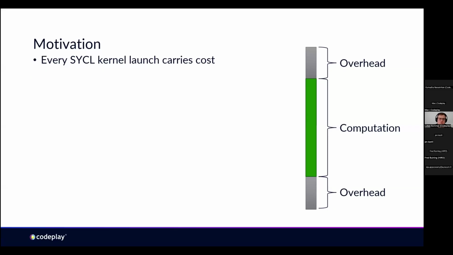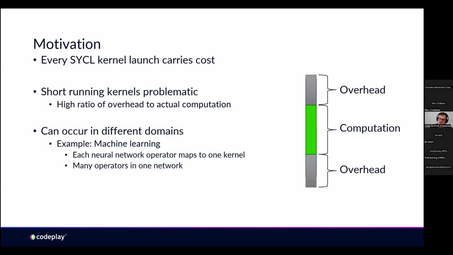For the motivation, every SYCL kernel launch, or every CUDA kernel launch, or every OpenCL kernel launch carries some costs with it. There's an overhead associated with that. Especially if you have very short running kernels, the high ratio between your overhead and your actual computation becomes somewhat of a problem, because suddenly you're doing a lot of overhead and very little computation. This kind of short running computation can, for example, occur in different domains. Our motivating domain was machine learning, where every neural network operator, for example, is mapped to one kernel, and you typically have a lot of operators in one network.